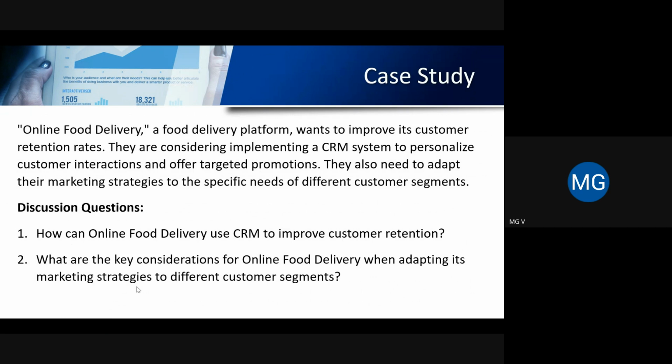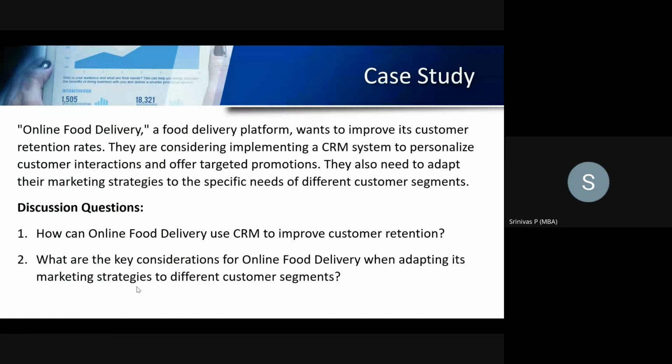By closely communicating with the customers, by understanding the customer. Yes, yes. So, by collecting customer data, analyzing purchase patterns, and personalizing communications and offers, they can build stronger relationships with customers and encourage repeat business. Yes. What are the key considerations for online food delivery when adapting its marketing strategies to different customer segments?